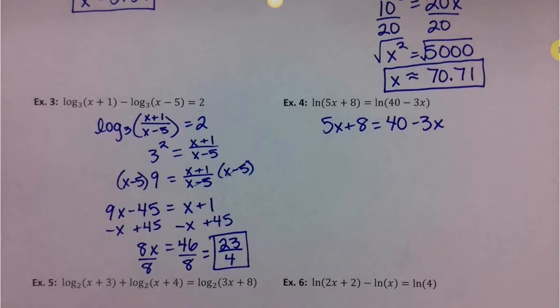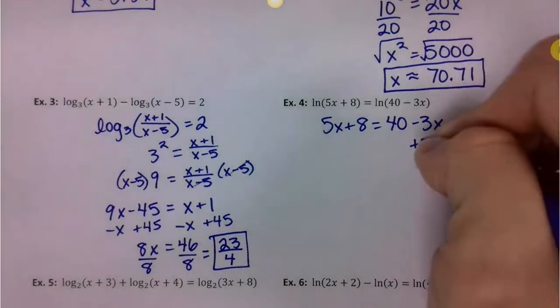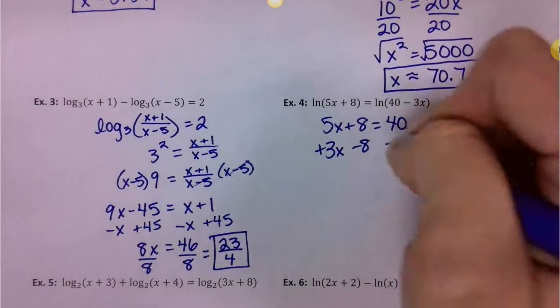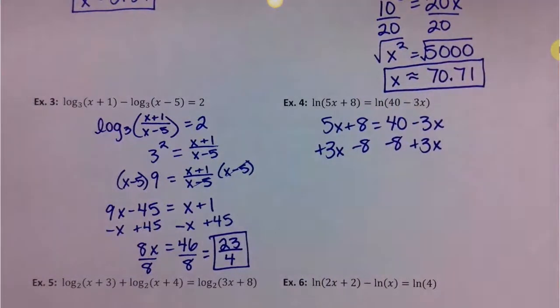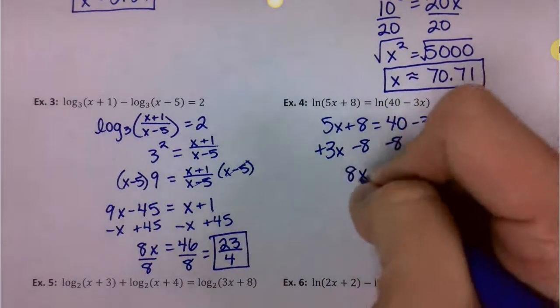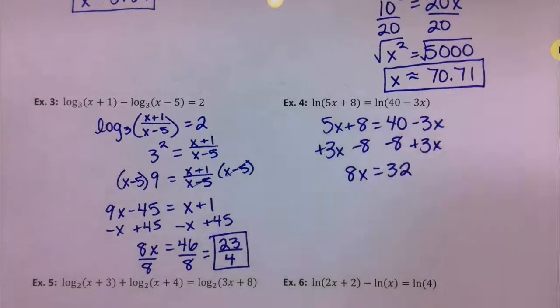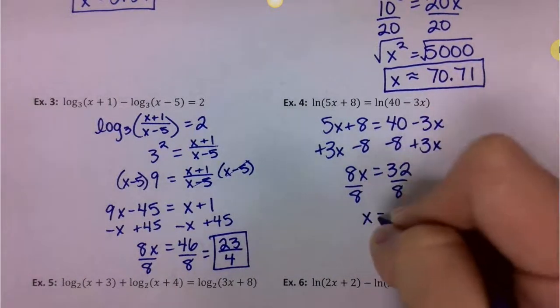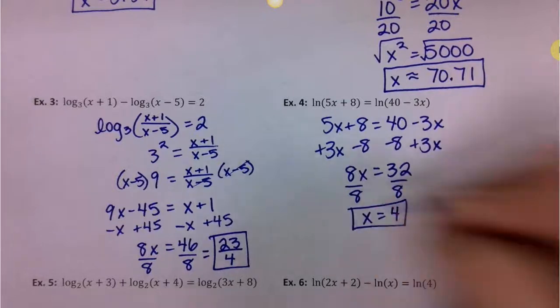And now we just need to get x's on the same side, numbers on the same side. So I'm going to add 3x to both sides and subtract 8 from both sides, so that we're looking at 8x equals 32. And then dividing both sides by 8 gives us x equals 4.